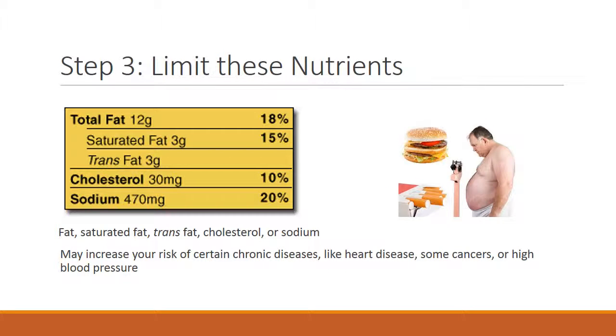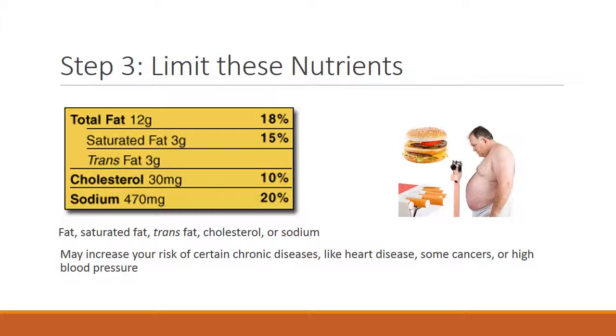Next, you want to look at the nutrient section. This shows you some key nutrients that impact on your health and separates them into 2 main groups. First is limit these nutrients. The nutrients listed first are the ones Americans generally eat in adequate amounts, or even too much.